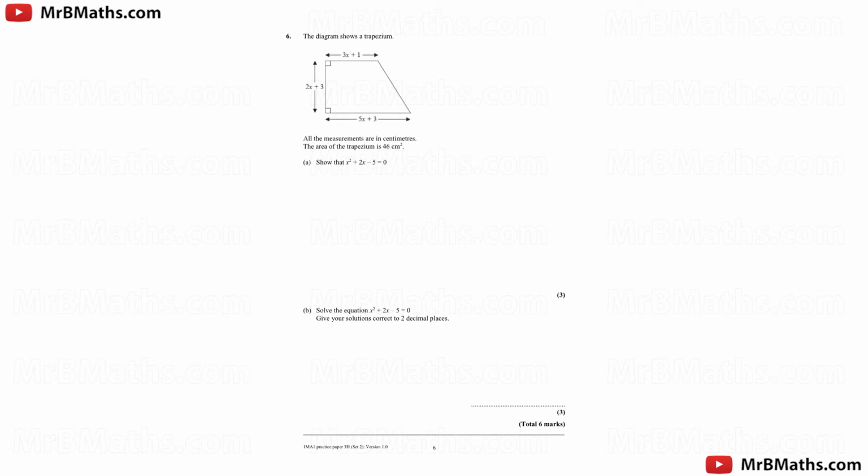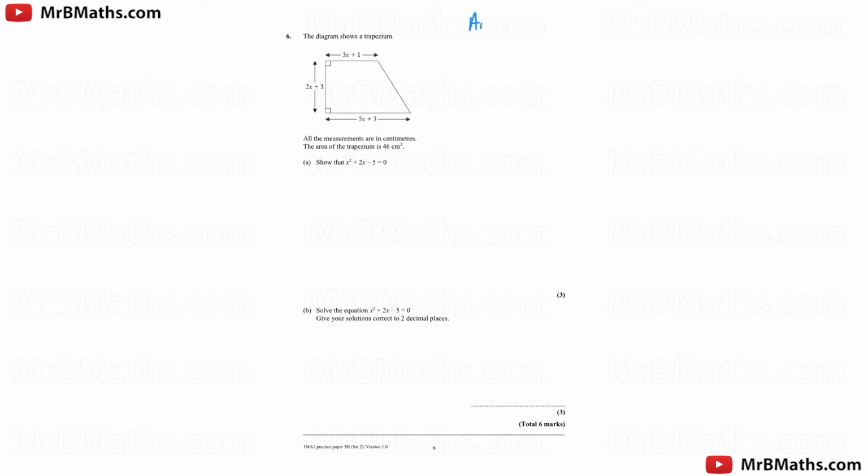Okay, this diagram shows a trapezium. All measurements are in centimeters and the area of a trapezium is 46 centimeters squared. So the area of a trapezium, we need to know that formula. Now this has come up in a previous practice paper, but it's come up again, so we should know how to tackle this question if you've been watching the videos.